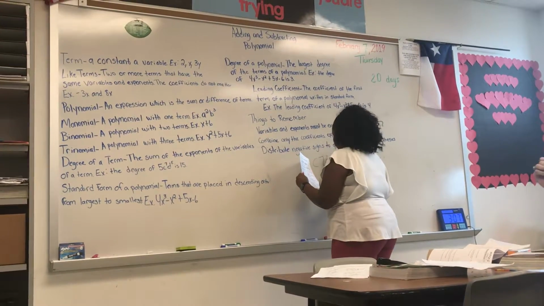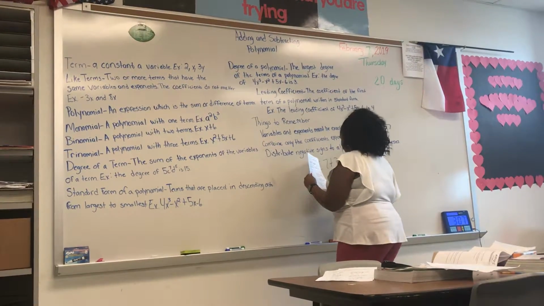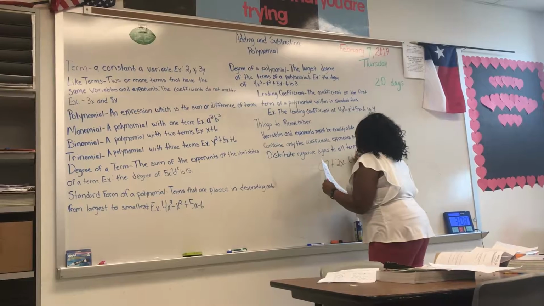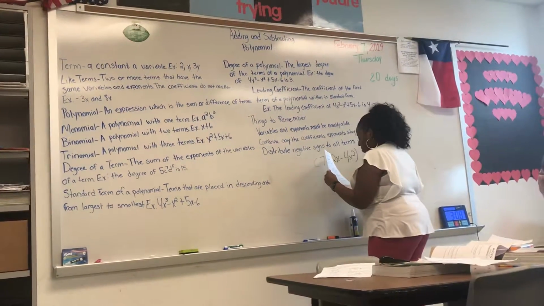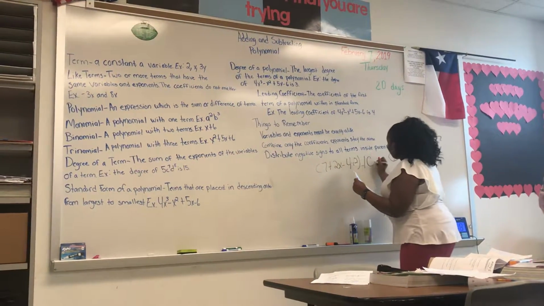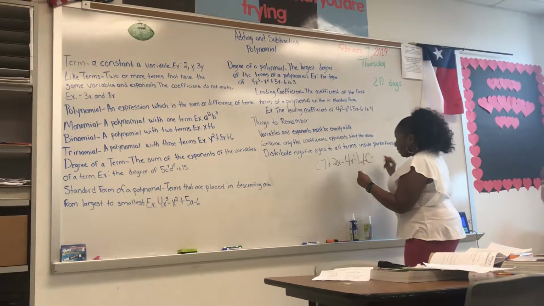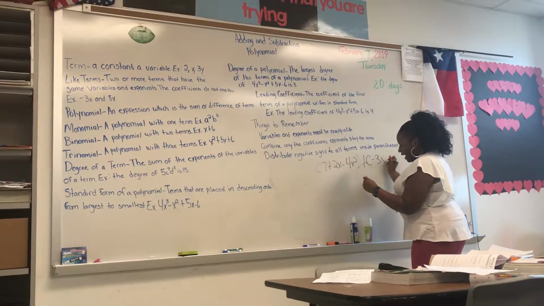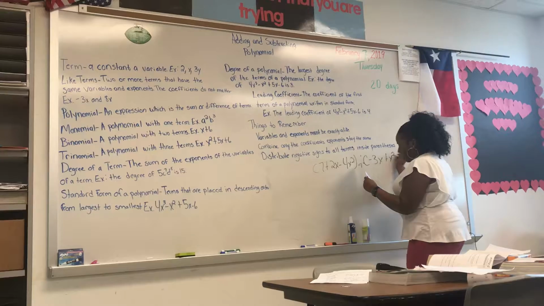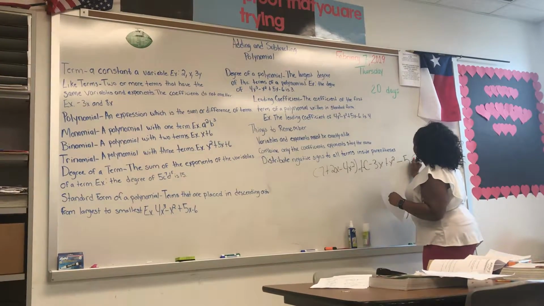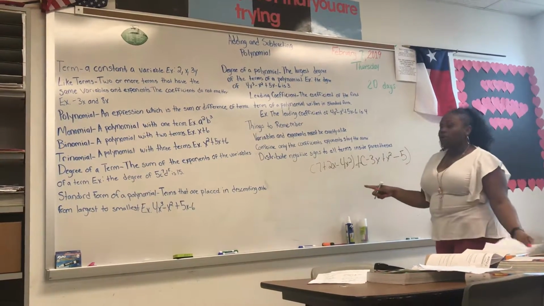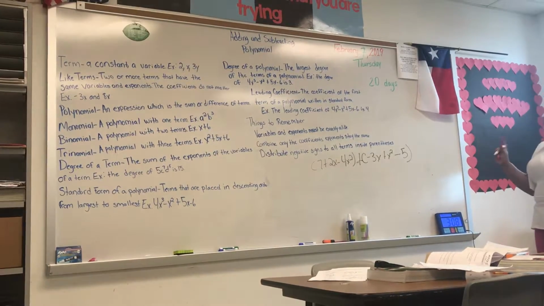This one is 7 plus 2x minus 4x squared, parentheses, plus negative 3x plus x squared minus 5. When y'all have this one, raise your hand and we can work it together.